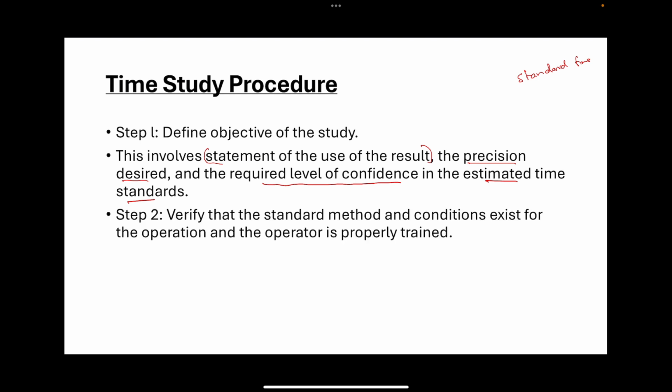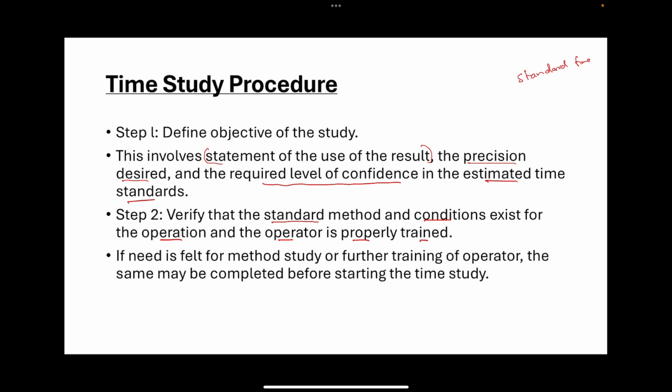Then you should verify that the standard method and conditions exist for the operation and that the operator is properly trained. So you need to determine the standard method, and also fix the operator who is going to do that job using the standard method. If a need is felt for method study or further training of the operator, it may be completed before starting the time study.